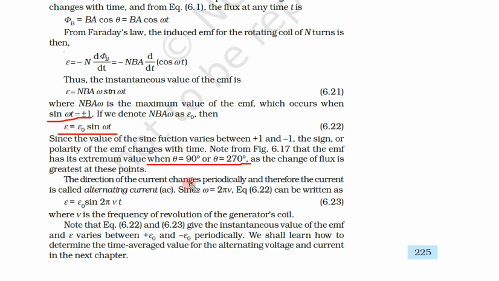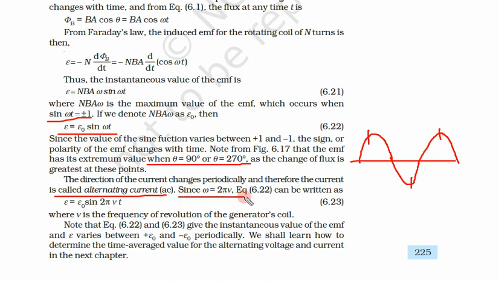Now the direction of the current changes periodically, therefore current is called alternating current. Suppose first half it is up, second half this is down, third time it is again positive. So direction is changing, that's why it is called alternating current.